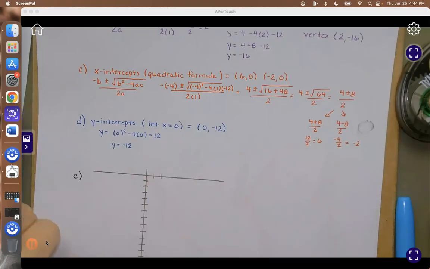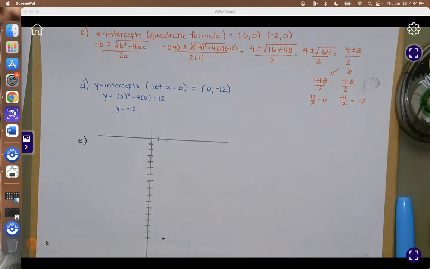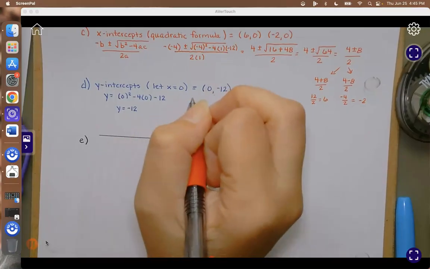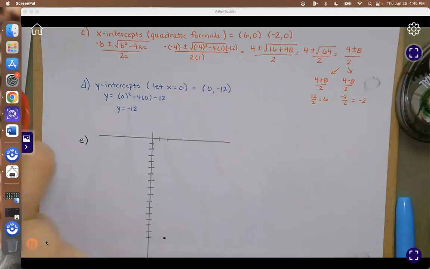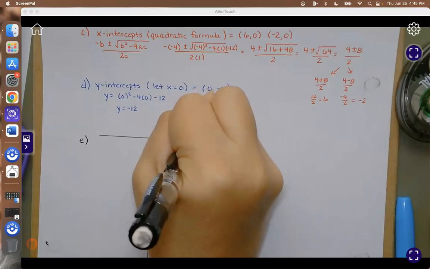So our vertex was a purple. We used purple there, so I'm going to use purple here. Right there. That's my vertex. Then my x-intercepts. Sorry, my dryer cut off, so the dog lets me know that. Is 6, 0. So 1, 2, 3, 4, 5, 6.